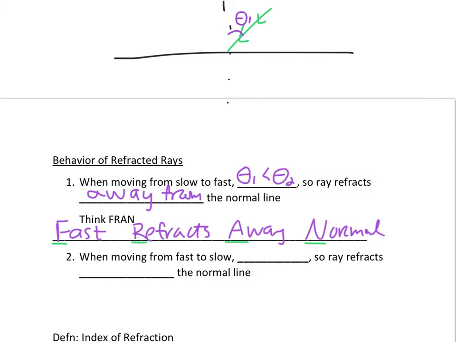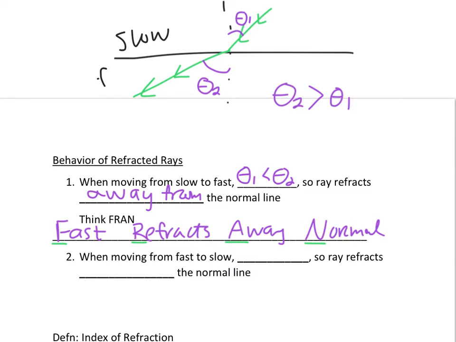Your refracted angle has to be greater than your incident angle. So in other words, theta 2 is larger than theta 1. So Fran: fast refracts away from normal. What that means is you went from a slow medium to a fast medium. And you'll see me writing slow and fast to remind myself.